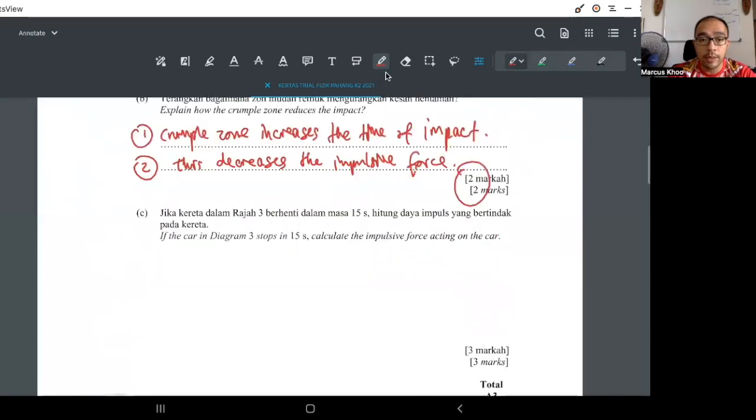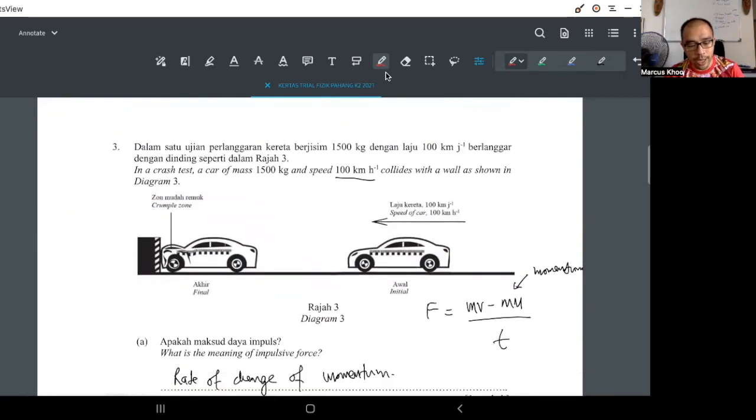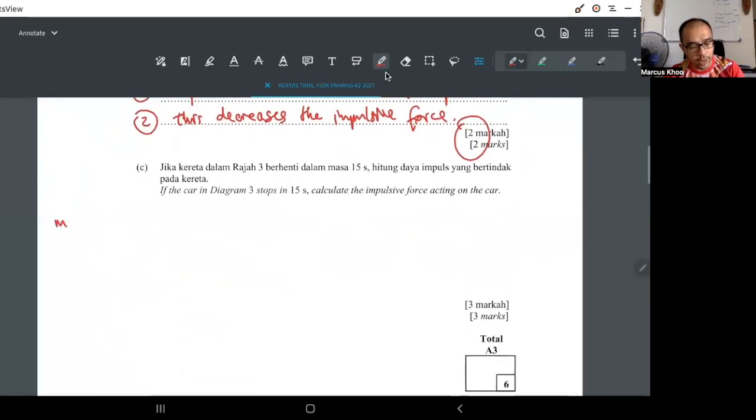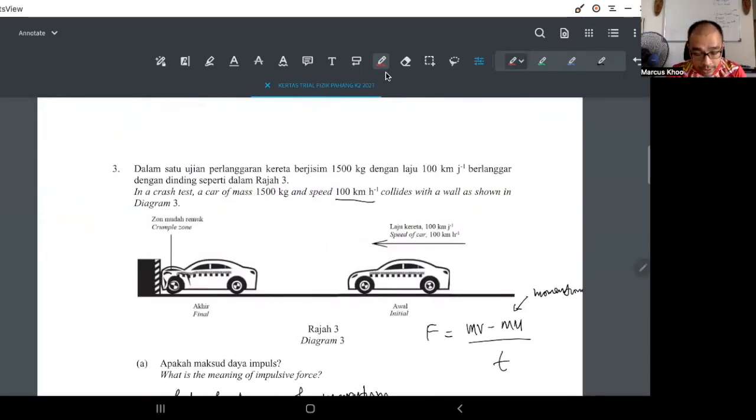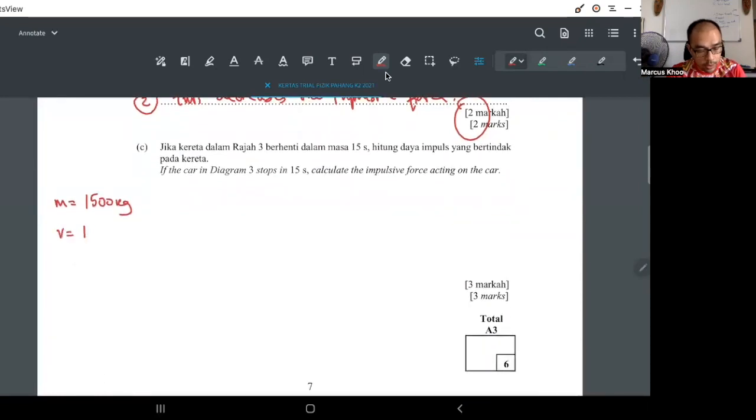Okay, all right. C, if the car in diagram 3 stops in 15 seconds, calculate the impulsive force acting on the car. Okay, let's lay out all the information first. We have the mass is 1,500 kilograms. The velocity is 100 kilometers per hour. We know that the initial velocity is 0. And of course here we have a time, time equals 15.